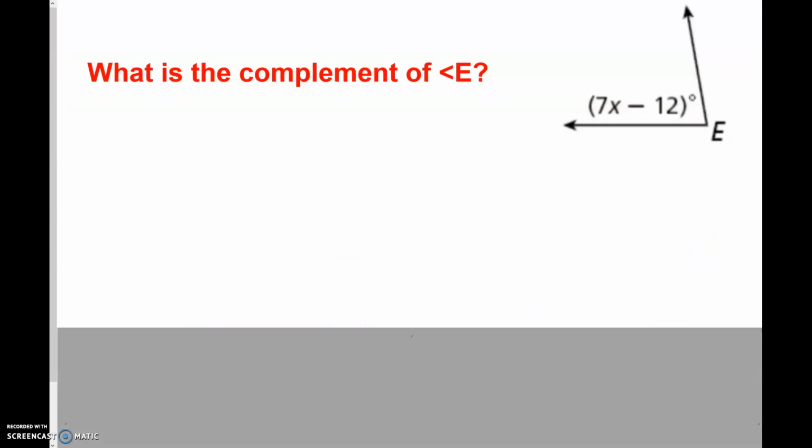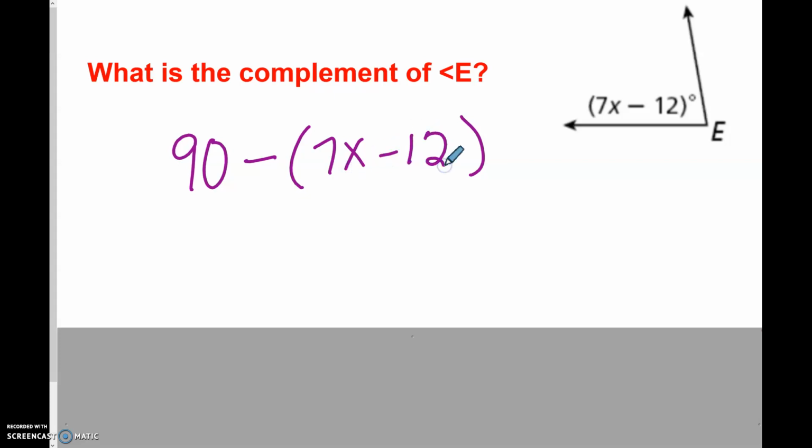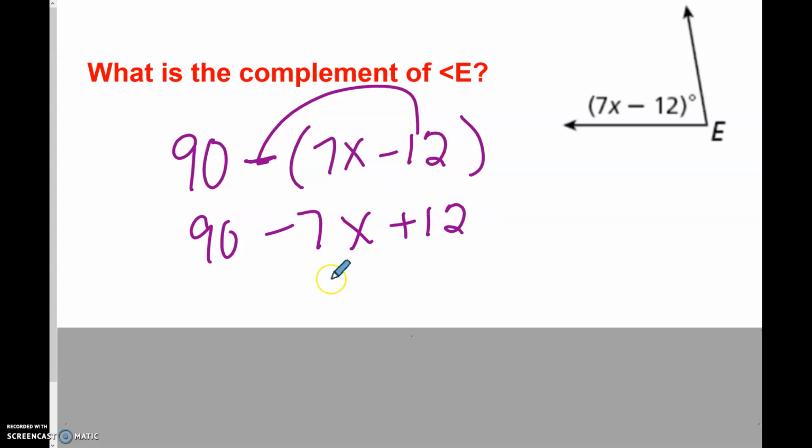All right, I only have a few minutes to get to the rest of this. So what is the complement of E? The complement of E is going to be 90 minus something. And notice I'm putting parentheses in here, so we're going to do 7x minus 12. This is the most common question marked wrong on your test. Remember to distribute, so it's going to be 90 minus 7x, and a negative times a negative is going to be plus 12. So 90 plus 12 is 102 minus 7x. So you're going to have to actually leave this as 102 minus 7x.